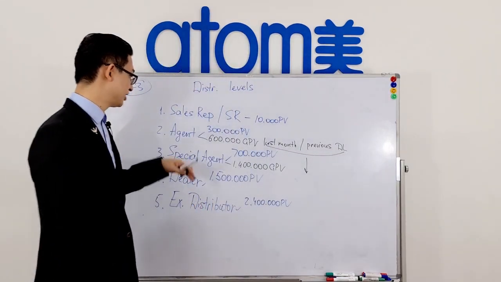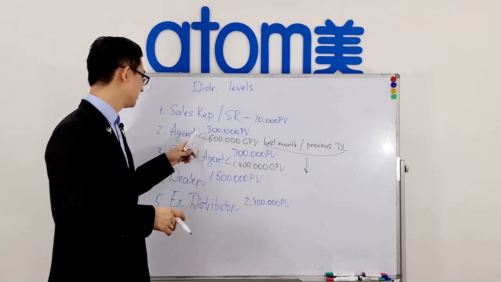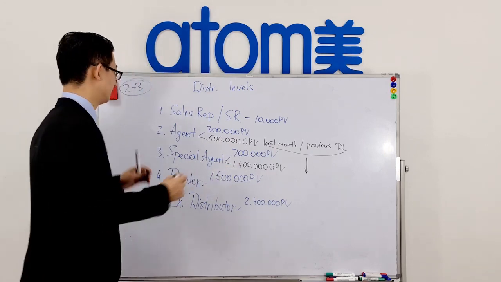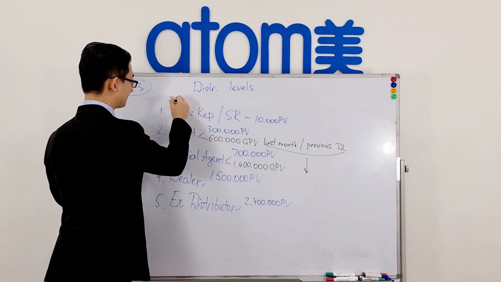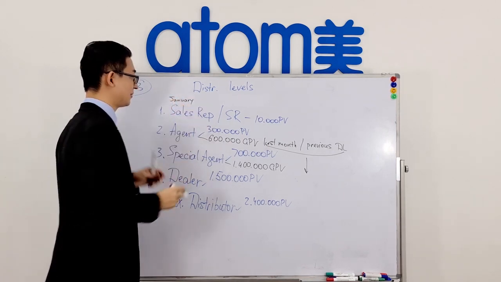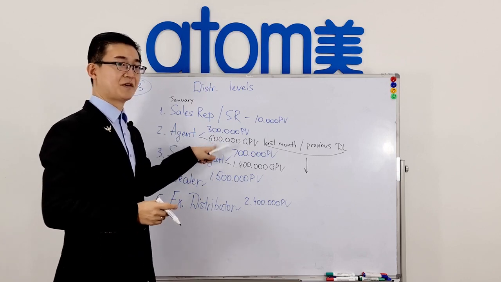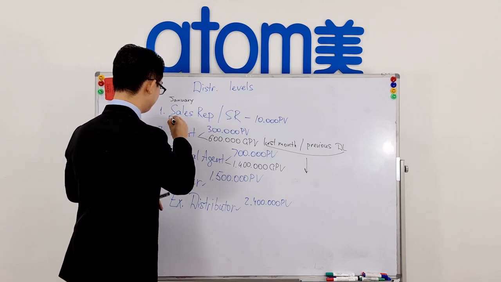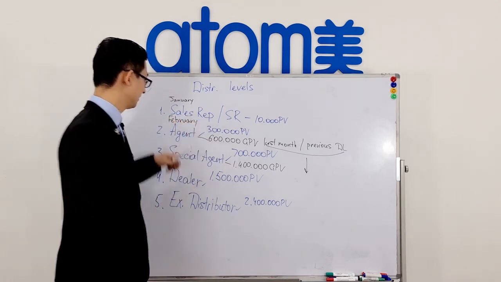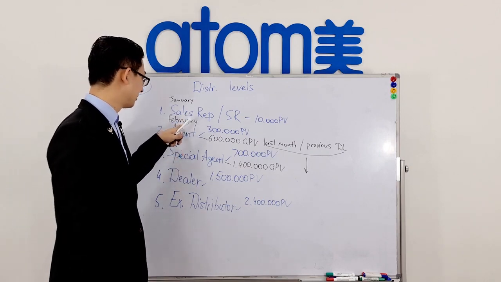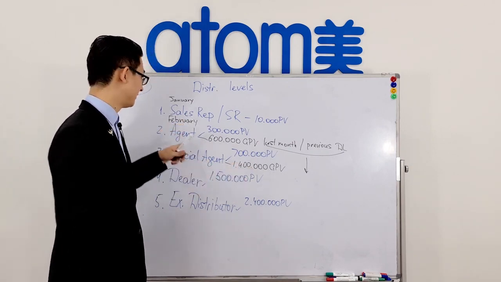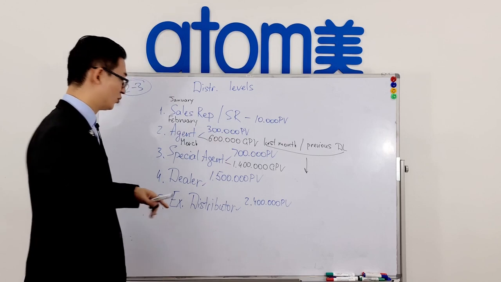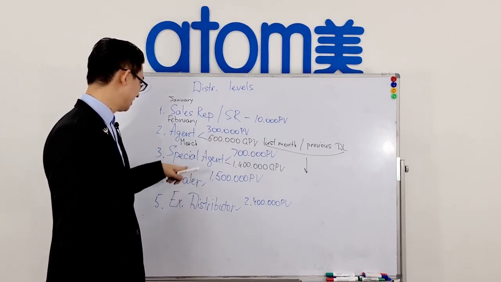So if you want to become special agent this month, last month you had to be an agent and accumulate more than 1.4 million group PV. So let's say this is January. In January you became a sales rep and you achieved 600,000 group PV on both legs, and that means in February you become an agent. And if in February you achieve more than 1.4 million group PV, in March you become a special agent.